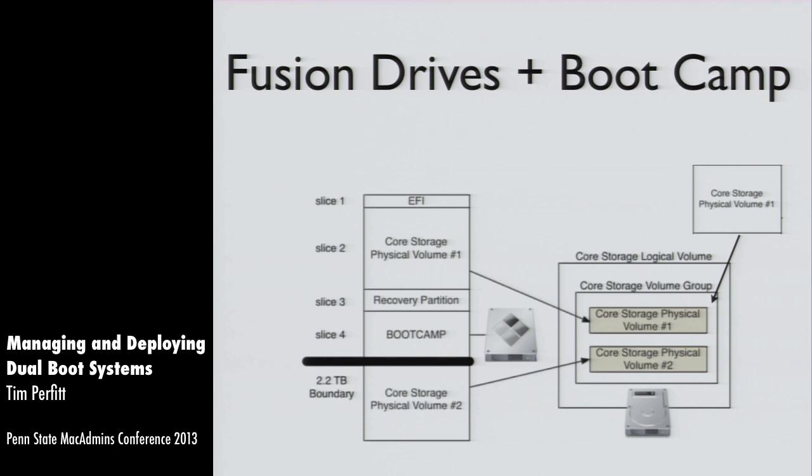The first one will be the main Macintosh hard drive, the second is after the 2.2 terabyte boundary, and the third one's the SSD. And then core storage does its magic to figure out which one's the fastest. And then you have your boot camp partition hanging off here.